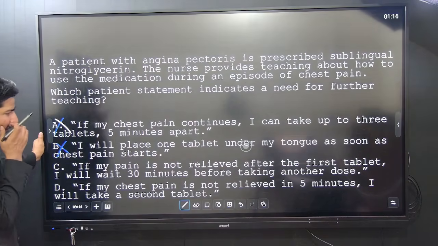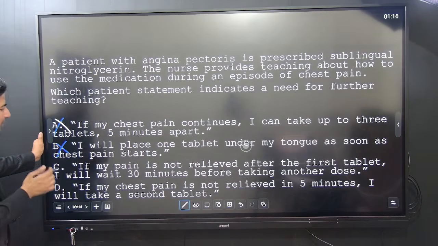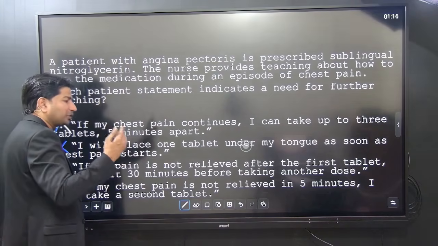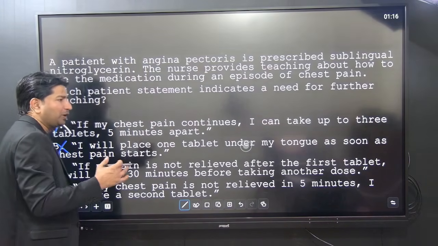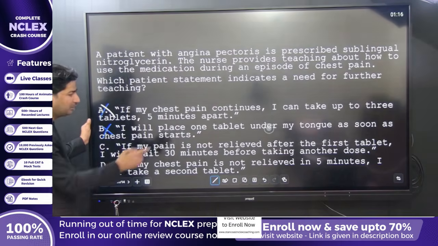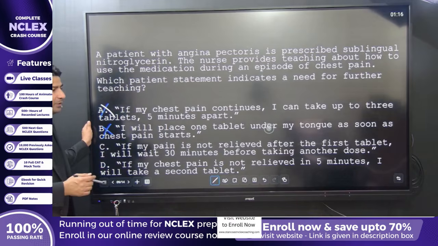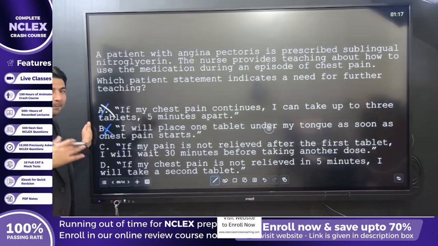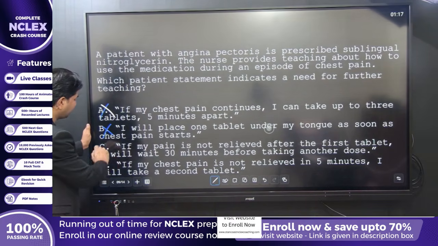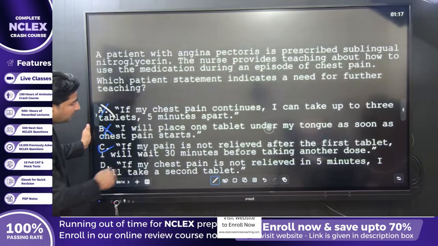If my pain is not relieved after the first tablet, I will wait 30 minutes before taking another dose. No, because if the patient had pain and took 1 nitroglycerin tablet, after 5 minutes you shouldn't wait that long. If you wait 30 minutes, this angina pectoris can become more severe and turn into a myocardial infarction. This means this is the incorrect statement, so this will be the answer here.